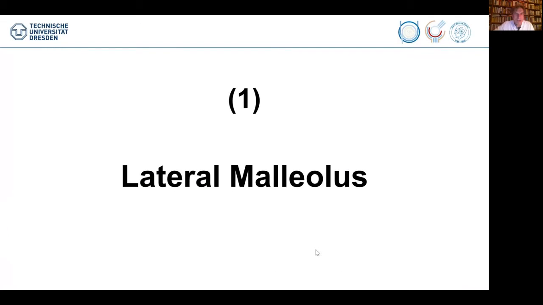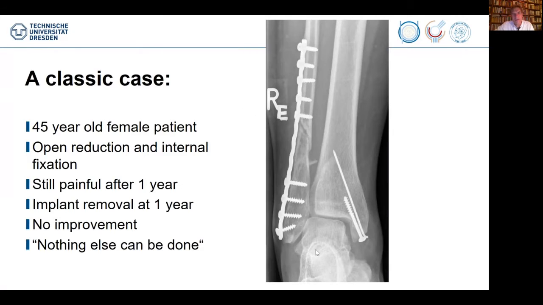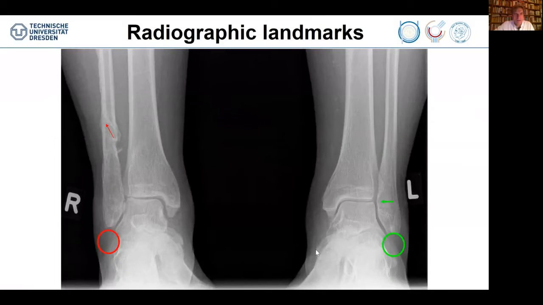So let's start with a simple case, and you have seen similar ones in the previous talk. This is a classic case, 45-year-old patient, ORIF. You can see maybe the medial side is a bit wide, maybe the fibula is not exactly out to length. She's still painful after 1 year. Then what is done? The German solution is hardware removal. This doesn't help, and then the patient was told nothing else can be done. But is that really true?